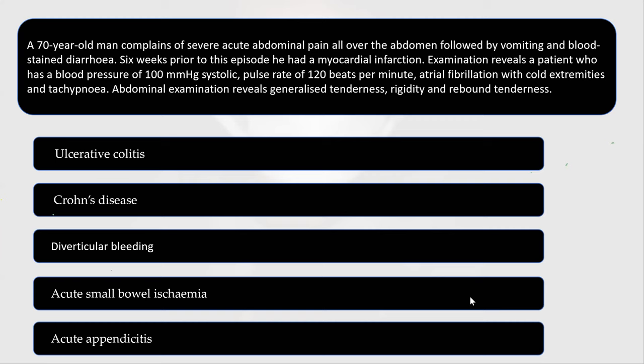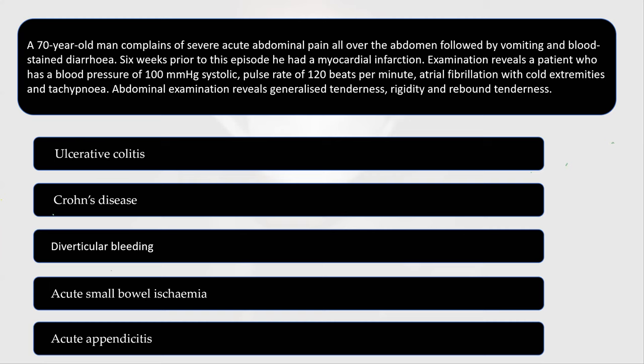A 70 year old man complains of severe acute abdominal pain all over the abdomen, followed by vomiting and blood-stained diarrhea. Six weeks prior to this episode, he had a myocardial infarction. Examination reveals a blood pressure of 100 systolic, pulse rate of 120 beats per minute, atrial fibrillation with cold extremities and tachycardia. Abdominal examination reveals generalized tenderness, rigidity, and rebound tenderness. The options are ulcerative colitis, Crohn's disease, diverticular bleed, acute small bowel ischemia, and acute appendicitis.